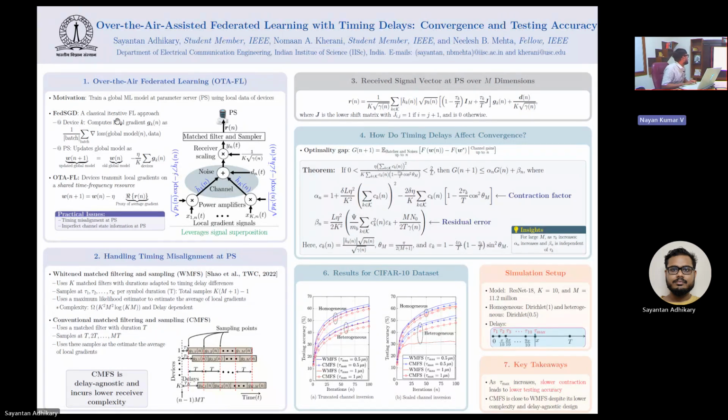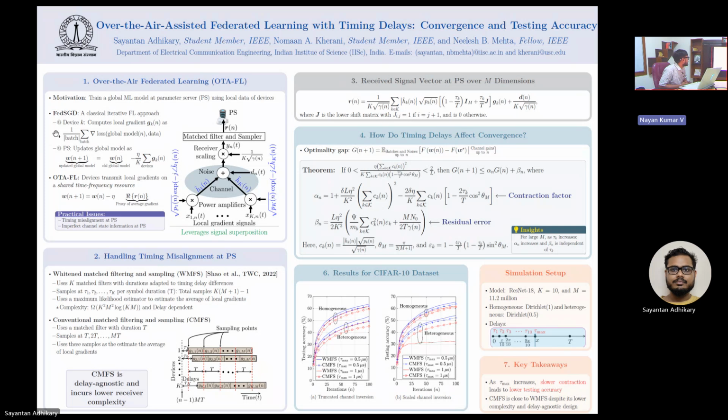First I will give you a brief description of what is over-the-air federated learning. The motivation is you have several spatially separated nodes and you have to train a common machine learning model at a central node called the parameter server using the local data of the devices. But there is one constraint: you cannot transmit the data directly from any of the devices to the server. So one classical approach is federated stochastic gradient descent, or in abbreviation we call it FED-SGD.